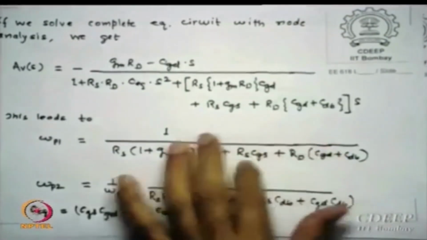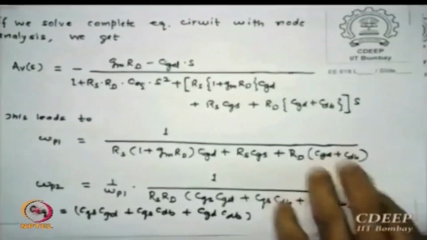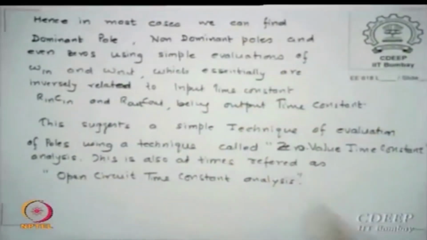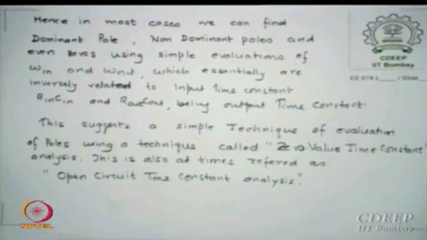So if I individually calculate them, then I don't have to do all that analysis, I just figure out those three and add, okay. This is essentially the technique which is very popular in designers. It is called... This suggests a simple technique of evaluation of poles using a technique called zero value time constant, also popularly known as open circuit time constant. This always figures out the dominant pole. Is that clear? Zero value time constant technique always evaluates dominant pole, okay.